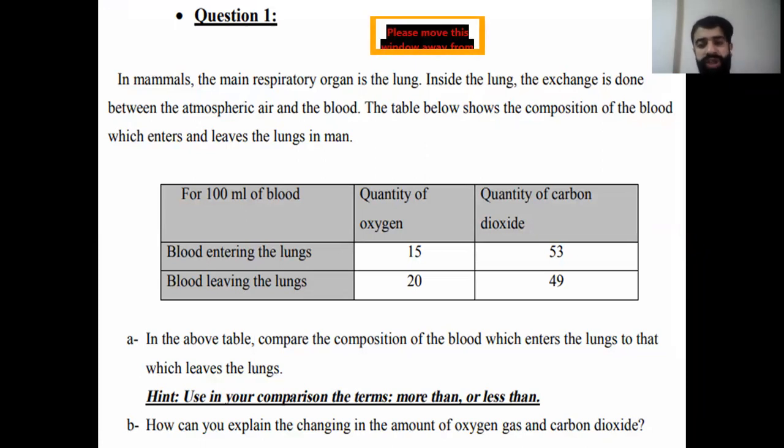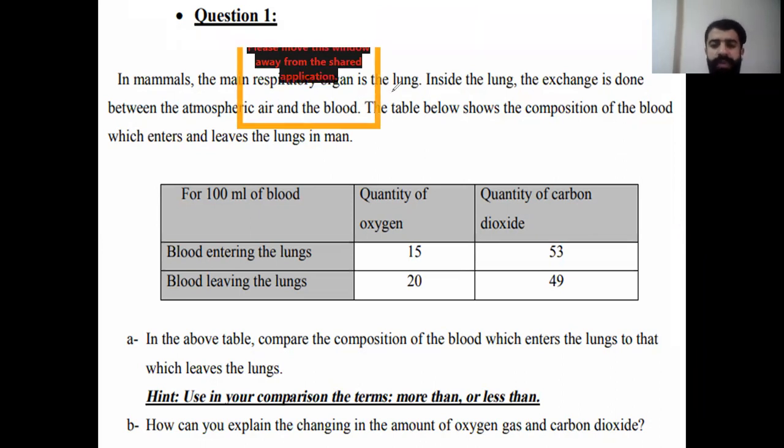Here, let's move to the worksheet that we already saw. We put it last week, week 23. So here, question number one: in mammals, the main respiratory organ is the lungs. Here I'm going to start our bonus points for this session.